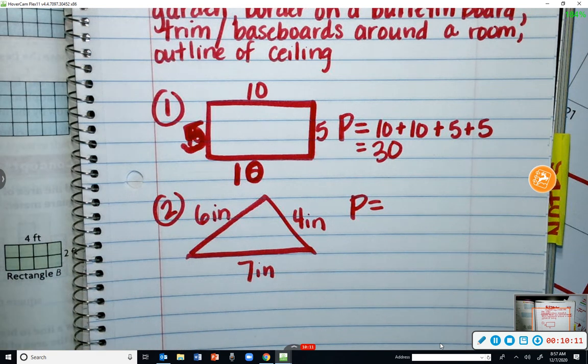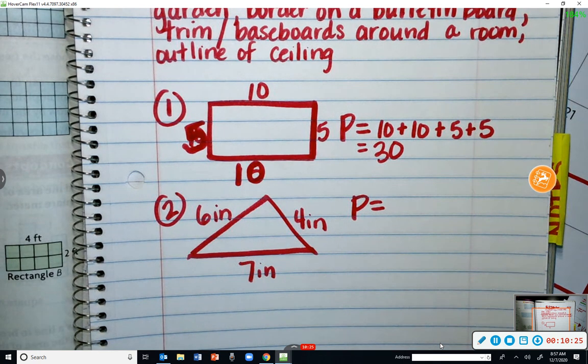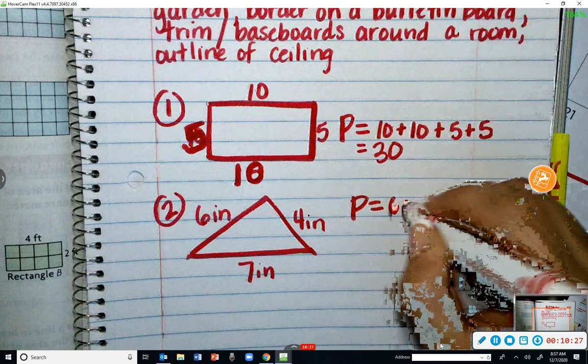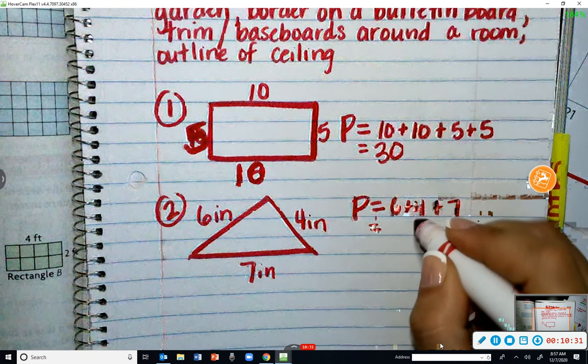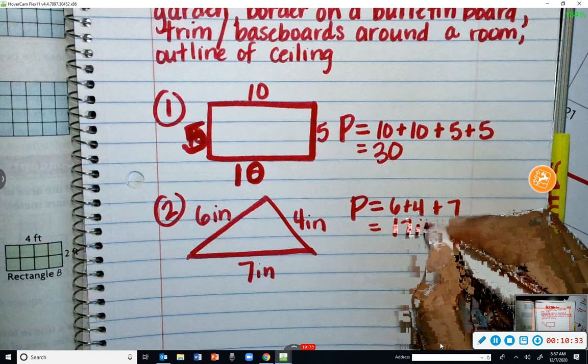Kelsey, what do you think? You would add up all the numbers. Add the numbers. Add up all the numbers. Correct. 6 plus 4 plus 7. So P equals 17. Good.